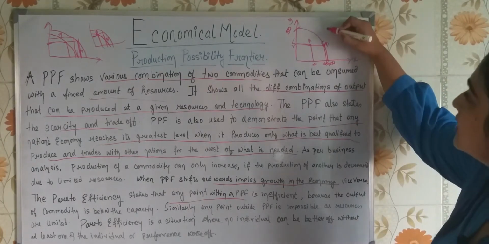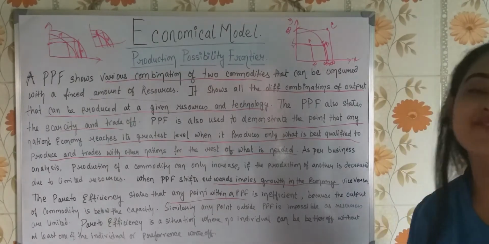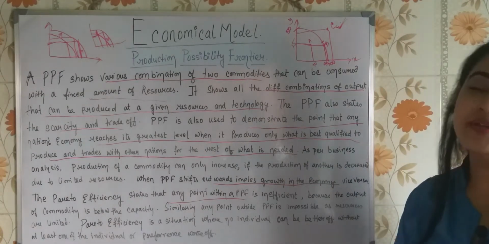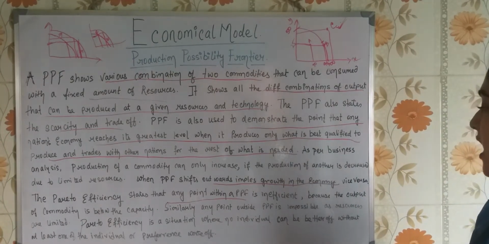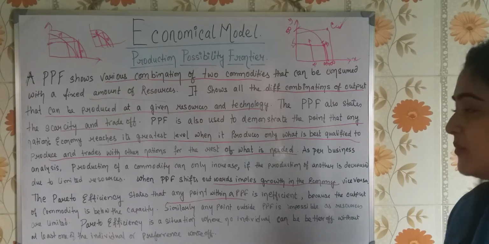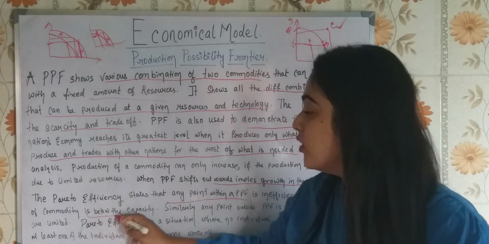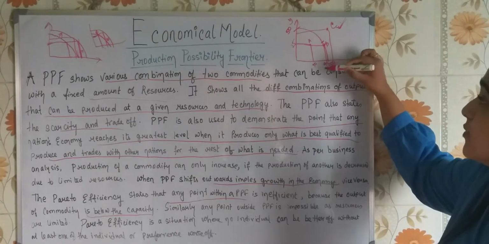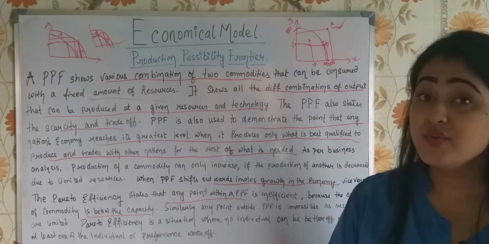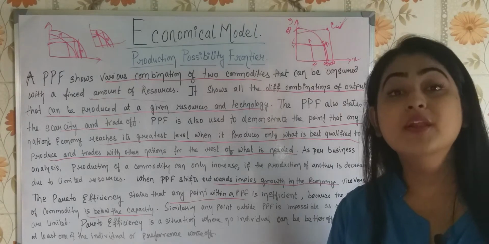And what about point C, which is lying here? Can we produce this? We do not even have the resources to produce this. This also becomes inefficient. Why? Because we do not have the resources to produce this. Pareto efficiency says that any point within a PPF is inefficient. Why? Because the output of the commodity is below the capacity. Your capacity is to produce 90 units of X while producing 25 units of Y, but you are producing only 50 units of X while producing 25 units of Y. So you are working below capacity.